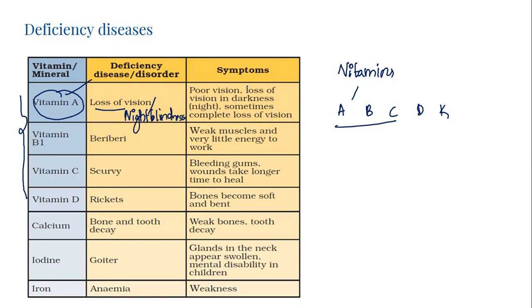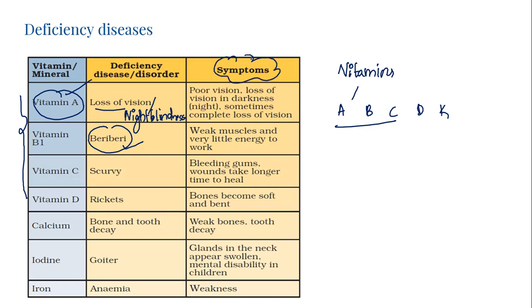So the symptoms include poor vision, loss of vision in darkness, that's the night blindness, or sometimes complete loss of vision. Deficiency of vitamin B, and the disease that is associated with it, is beriberi. What are the symptoms of this? Symptoms are nothing but the characteristics, I would say.